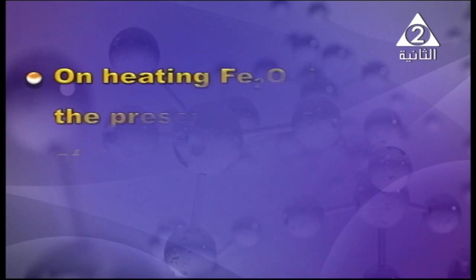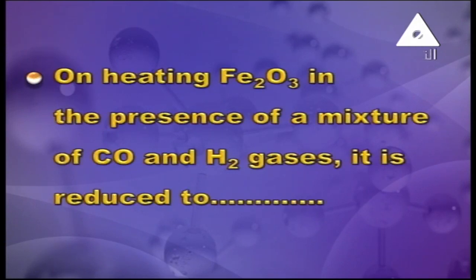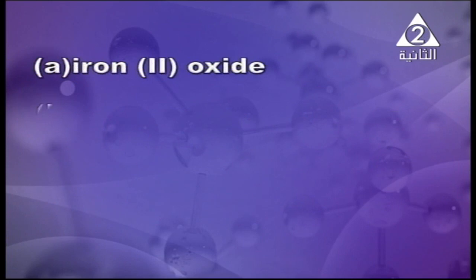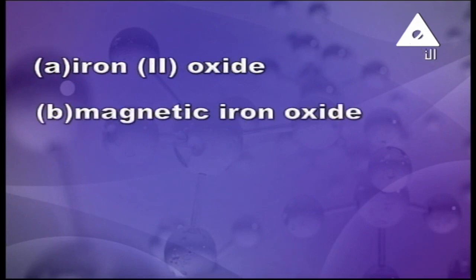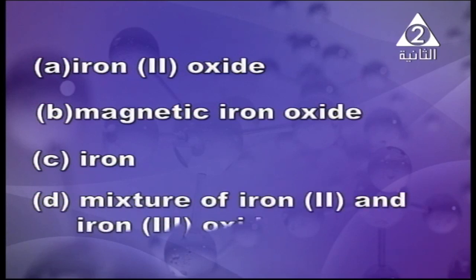Next point. On heating iron(III) oxide in the presence of a mixture of carbon monoxide and hydrogen gas, it is reduced to what? Iron(II) oxide, magnetic iron oxide, iron, or a mixture of iron(II) and iron(III) oxide. If you think about it, yes, it will be iron.